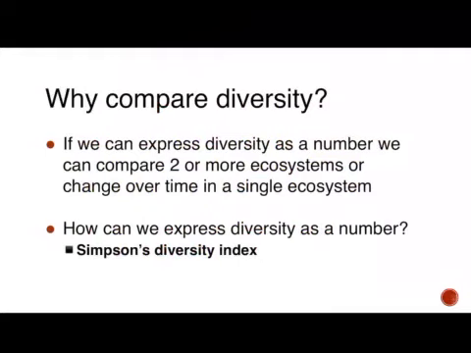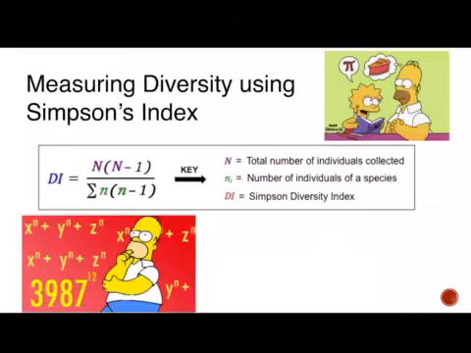All right, so why is it important to compare the diversity of two different ecosystems? One of the reasons is we can determine or see the effect of human impact if we're comparing two ecosystems, or the impact of some biotic and abiotic factors. So what we do is we need to come up with a number of diversity so we can compare the two ecosystems. One way that we can express diversity as a number is using Simpson's diversity index. And this is what we're using in class when we do our parking lot diversity activity.